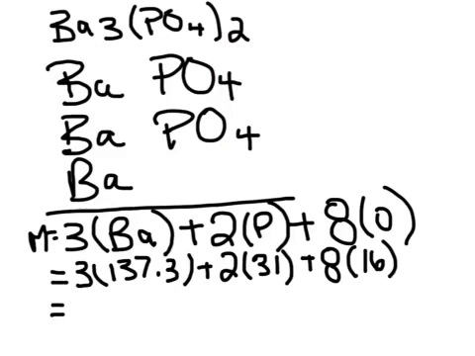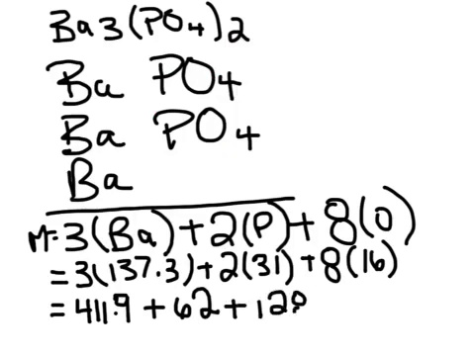So 3 times 137 is 411.9. 2 times 31 is 62. And 8 times 16 is 128. For a total of 601.9. And the units are grams per mole.